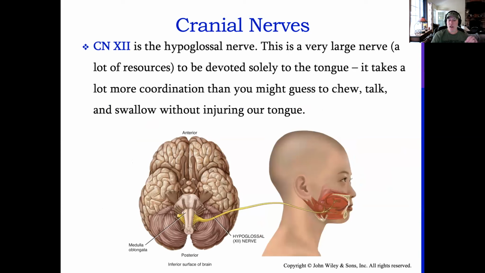And then cranial nerve 12 is the hypoglossal nerve. This is a really large cranial nerve, probably one of the largest of the cranial nerves. And it is solely devoted to motor control over the tongue. Our tongue is probably one of the most highly innervated muscles in our body. Okay, one of the most high precision, highly innervated muscles, because we need to have such magnificent control over tongue movement.